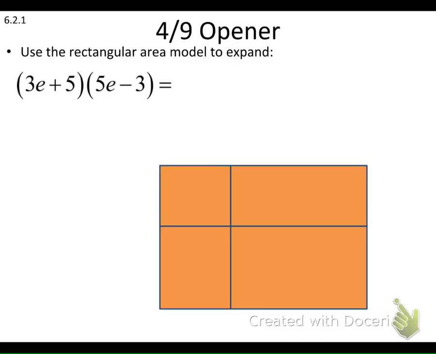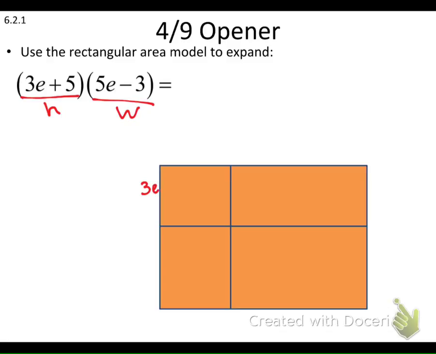Okay, so when I'm looking at this first problem, what two numbers are going to be my height? 3e and 5 are my height. And David, what's going to be my width? 5e minus 3. Very good. So this is going to be my height and my width. Let's plug those numbers in to where they belong.